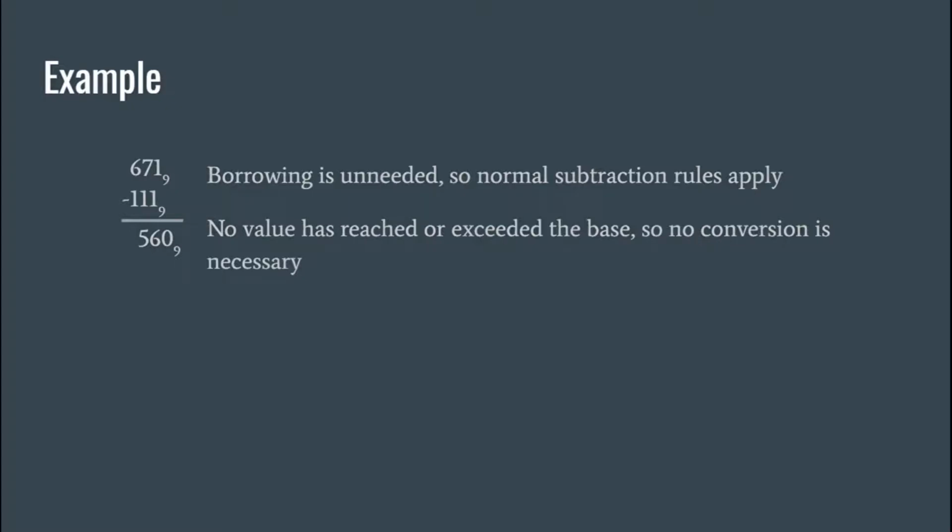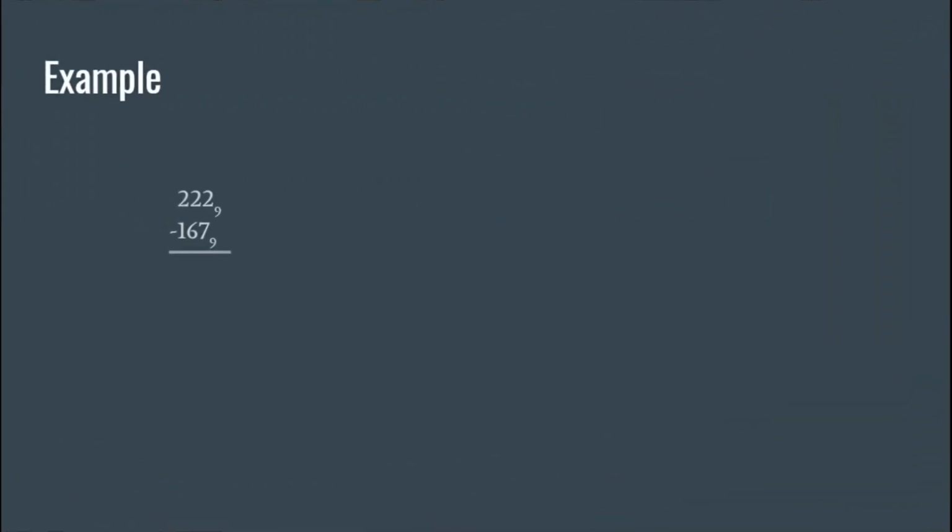It's just regular subtraction. So none of these values here are larger than any of the values here. So remember, in base 10, if anything in the bottom number is larger than the top number, you'd have to borrow in the top number. But since everything is smaller in the bottom, you can just do regular subtraction. So 1 minus 1 is 0, 7 minus 1 is 6, and 6 minus 1 is 5. So you don't have to borrow, you don't have to convert. Okay, so here's our next example.